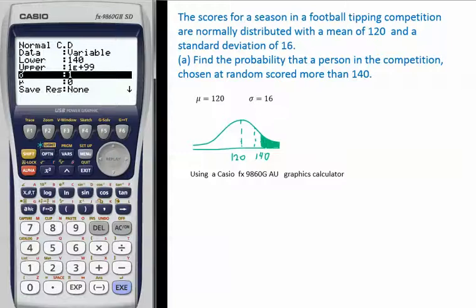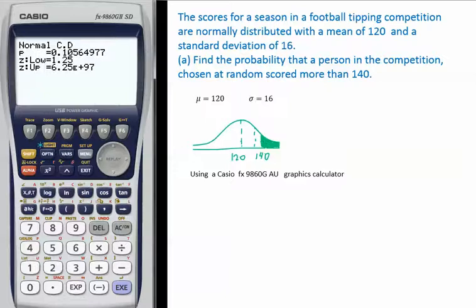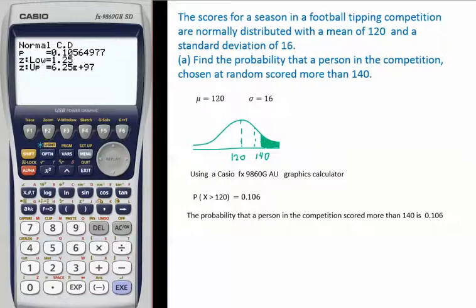Enter it. Now we need to put in the standard deviation, 16. Then we put in the mean, which is 120. Enter it. And then we'll hit EXE again and we'll have our answer. Here it is, the probability that a person chosen at random scored more than 140 would be 0.1056, etc. Rounded off to three significant figures would be 0.106. In a sentence, the probability that a person in the competition scored more than 140 is 0.106.